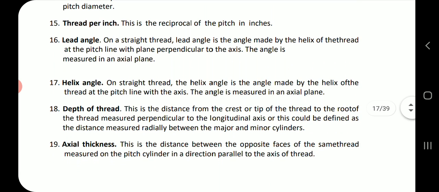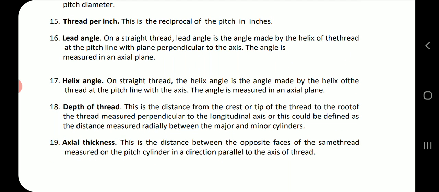The angle is measured in an axial plane. Depth of thread. This is the distance from the crest or tip of the thread to the root of the thread measured perpendicular to the longitudinal axis, or this could be defined as the distance measured radially between the major and minor cylinders. Axial thickness. This is the distance between the opposite faces of the same thread measured on the pitch cylinder in a direction parallel to the axis of thread.